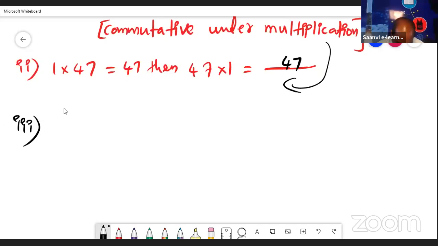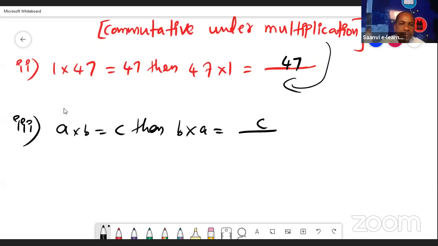In the same way, the third one is given: a into b is equal to c. Then b into a, we also get c only. Here also it is the commutative property under multiplication. The same property is involved here. And the fourth one: 58 plus 42 is equal to 100, given.